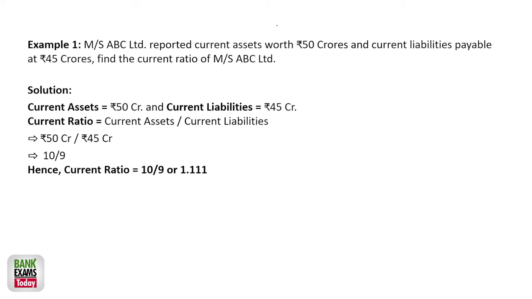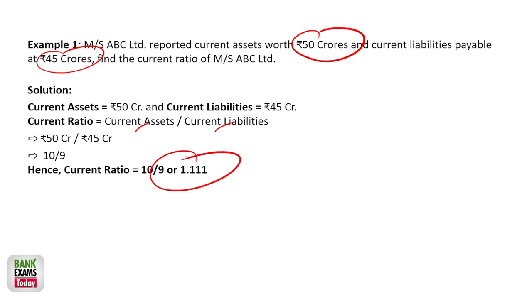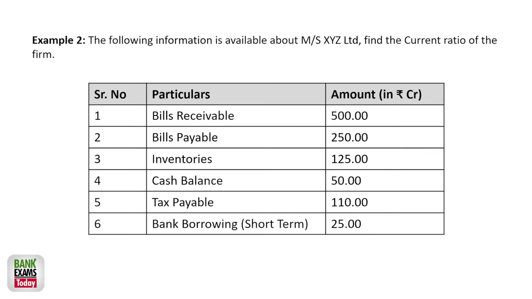So easily you can calculate. Messrs. ABC reported current assets of 50 crore, current liability 45 crore. So current asset divided by current liability, you can easily find out the current ratio. Okay. Now here is the kind of question you will find in the exam. You need to find out current ratio from this particular information provided.